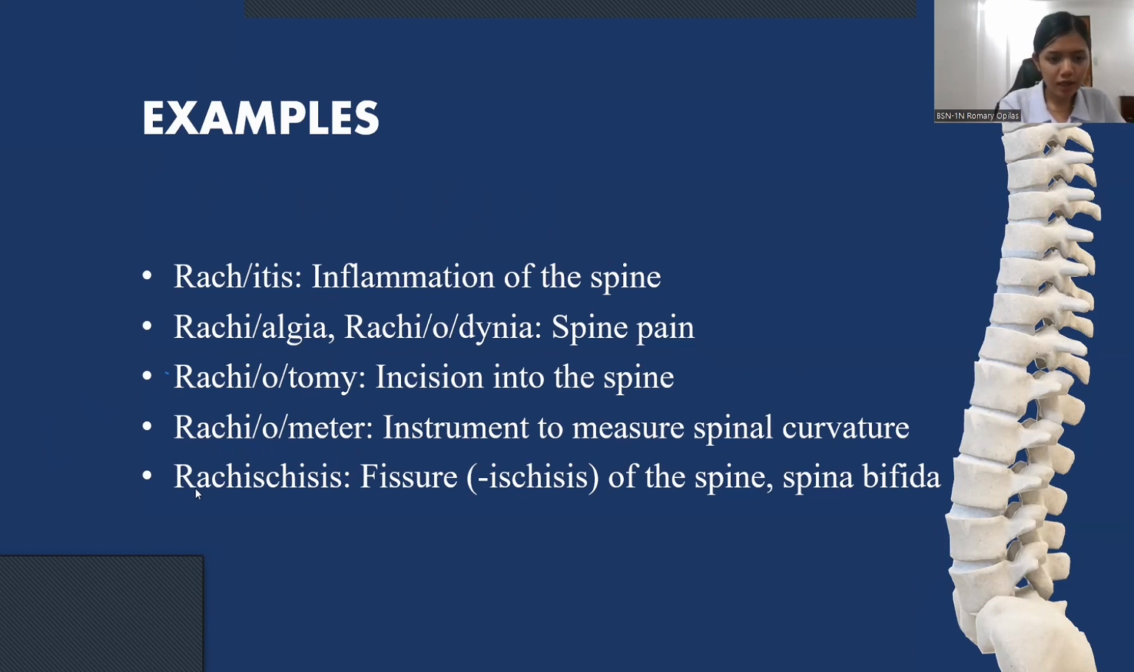Next is rachischisis. I don't know if I'm pronouncing it right. Schisis means fissure, and if we combine it together, rachischisis means fissure of the spine, or tinatawag natin na spina bifida. So next is the costo.